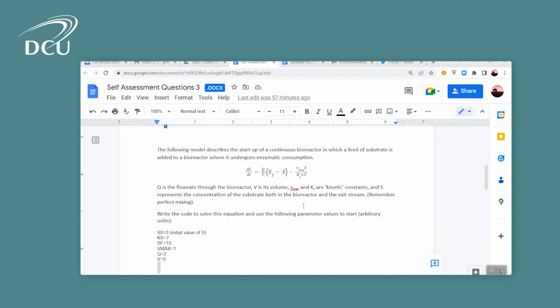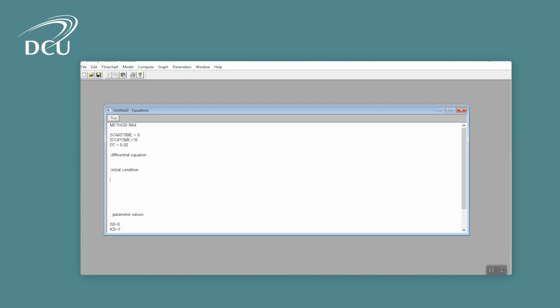So we'll code this equation, and if I go into Berkeley Madonna, I've set it up as well. I've put in all the parameter values again, so I'm not foostering around going back and forth. So we'll do the differential equation first, and that's dS/dt is equal to Q over V.